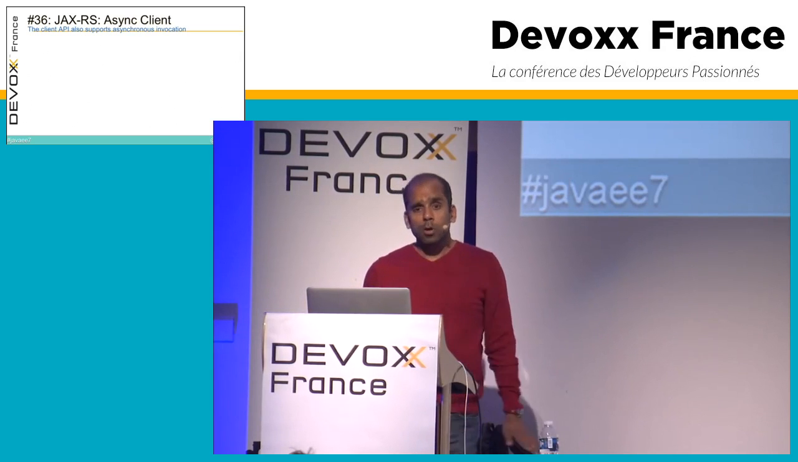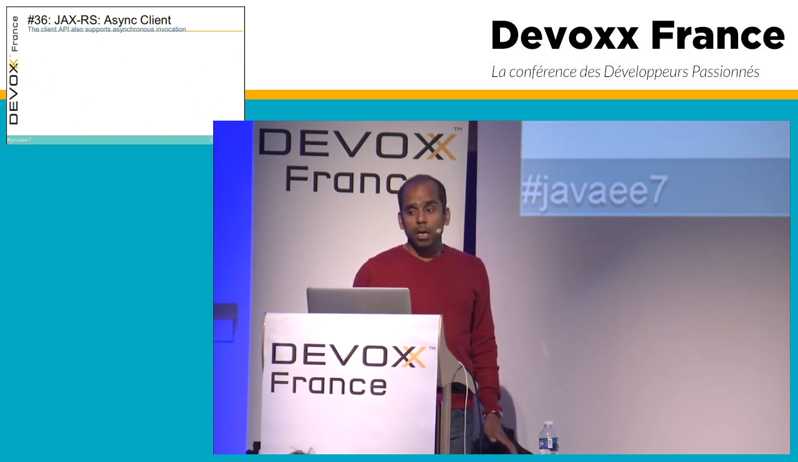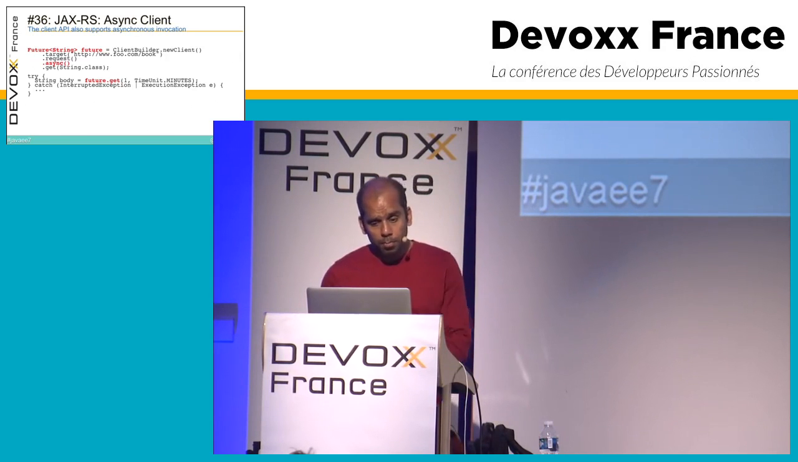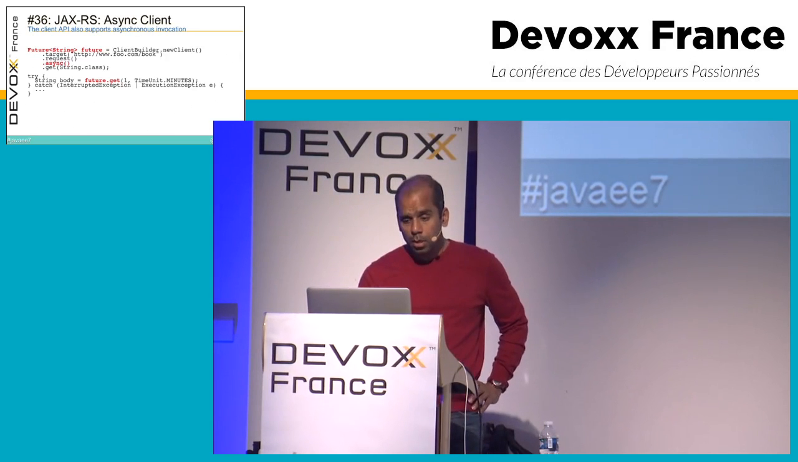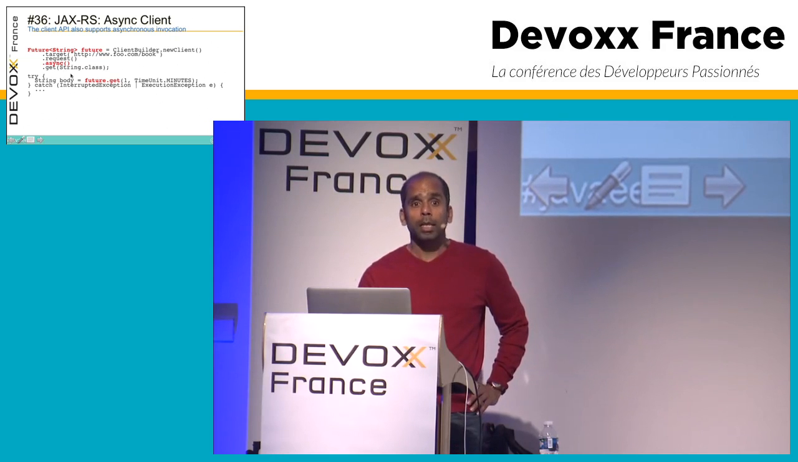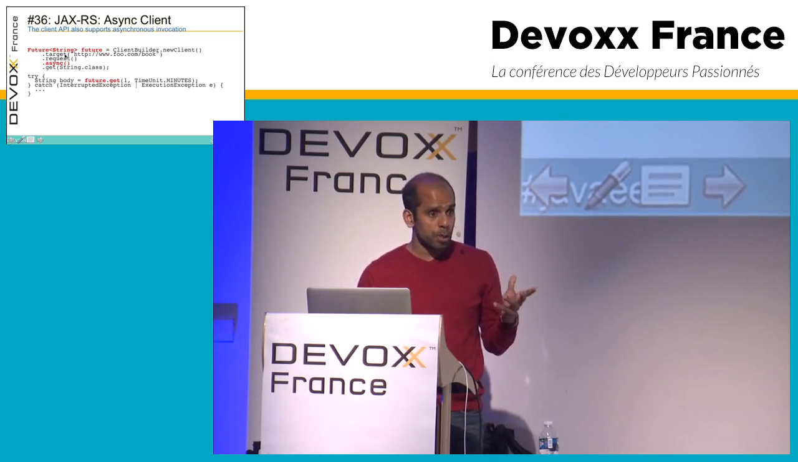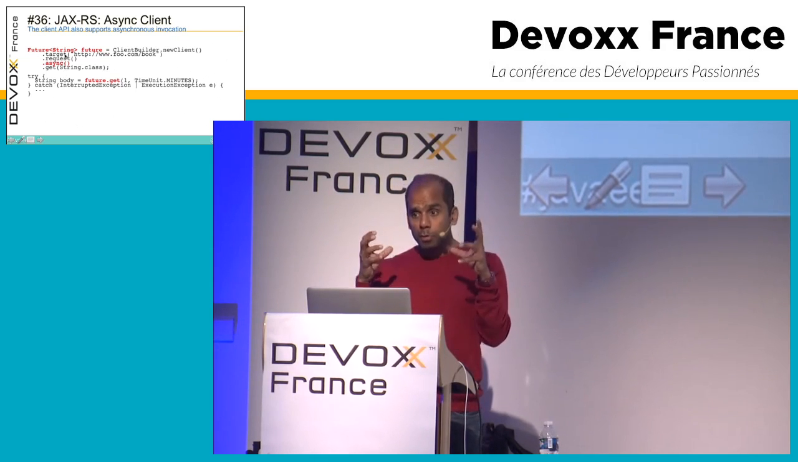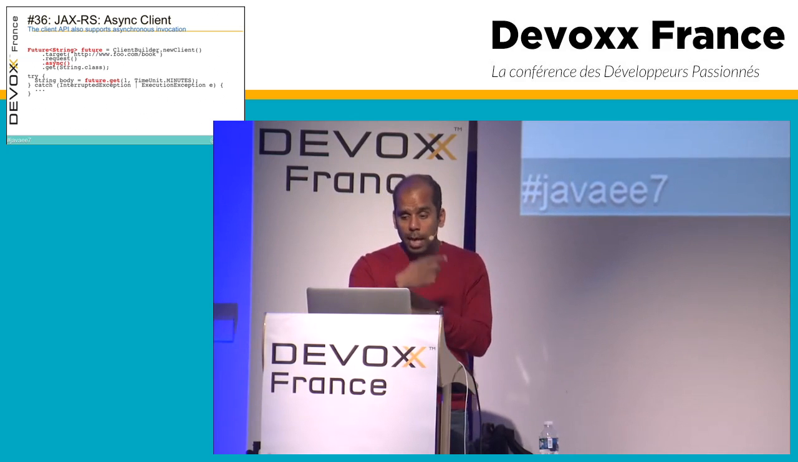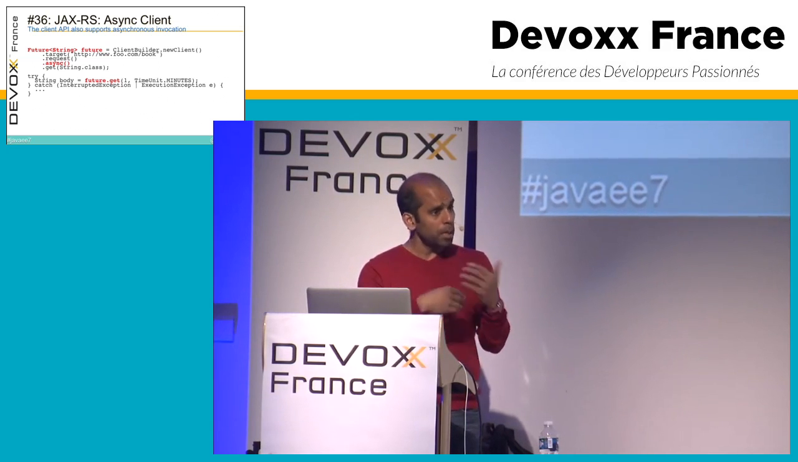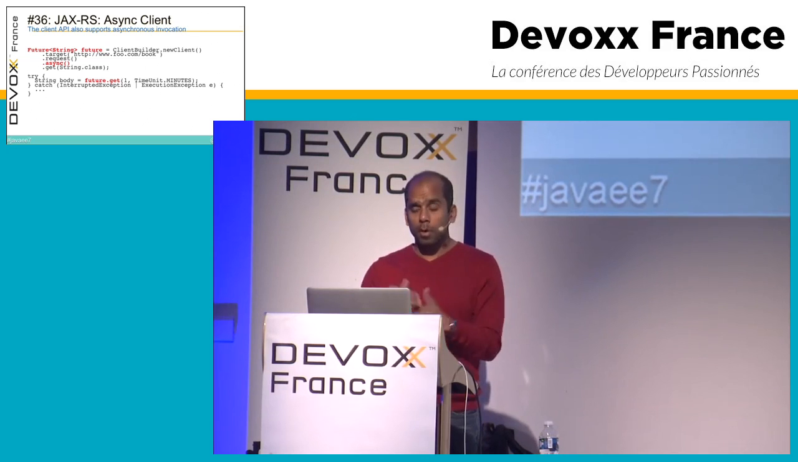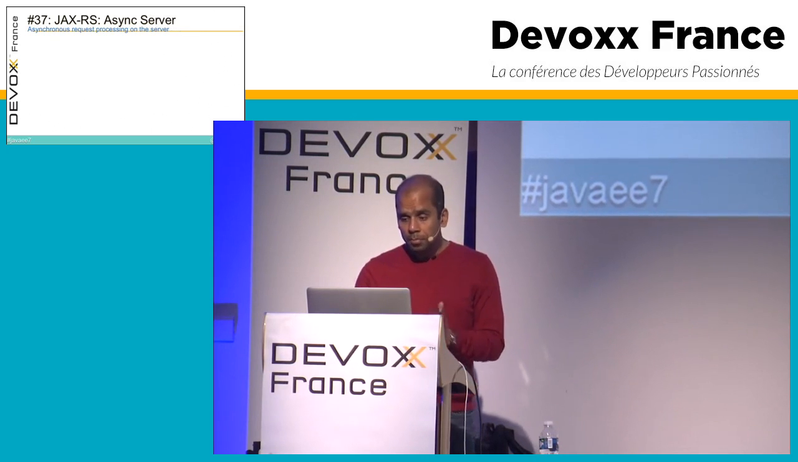JAX-RS also added support for async client and server. In terms of client, you could just say .async over here, and then that automatically becomes async. So what you get here is a Future object, a standard JDK object. Then on the Future you can say get, or cancel the request, whatever design patterns are there on the Future.